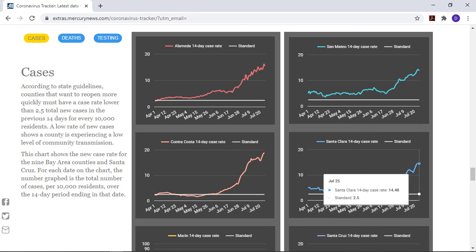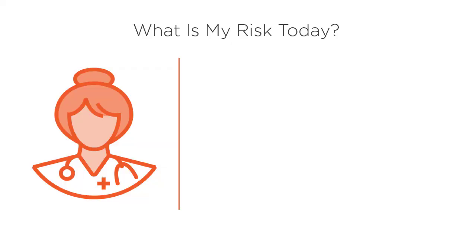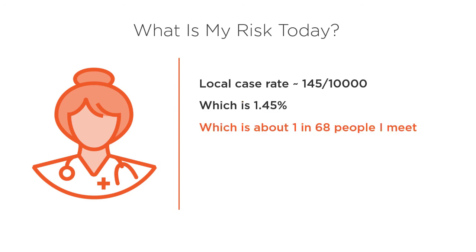I live in Santa Clara County. Our local paper publishes a 14-day rolling average of confirmed cases, which today is 14.48 per 10,000 population. Applying our earlier assumption that the true case rate is 10 times the confirmed rate, that means about 145 out of 10,000 of the population. That doesn't sound too bad, but then again, that's 1.45% of the population. That sounds worse. Then again, that means that 1 in 68 people I meet randomly is possibly infected and contagious.